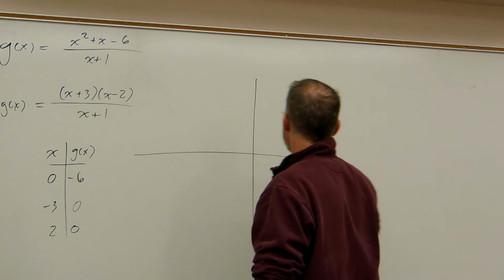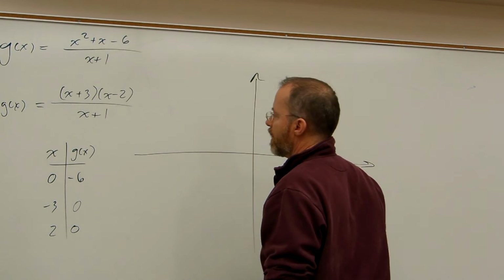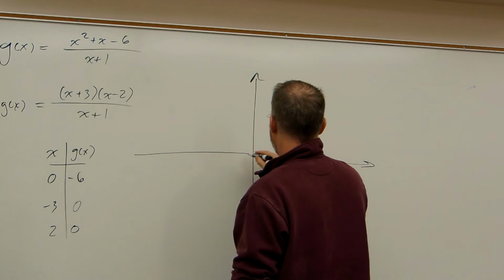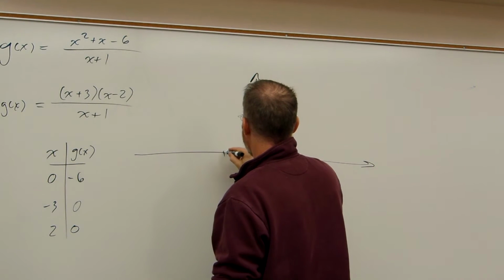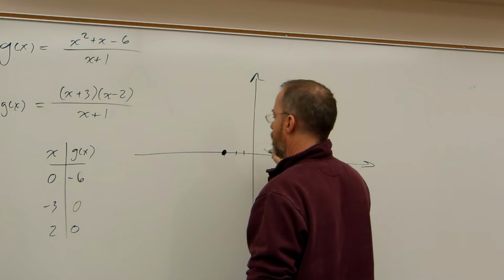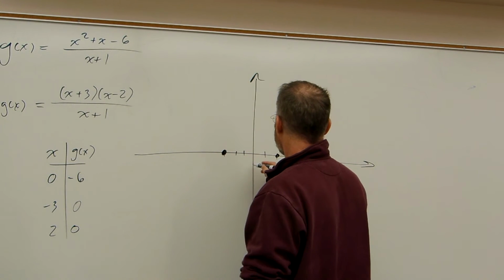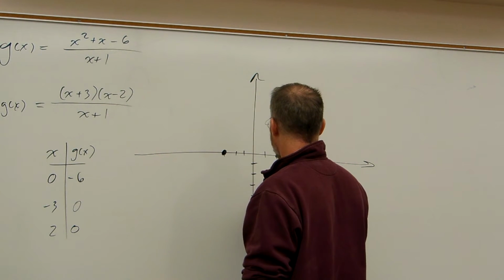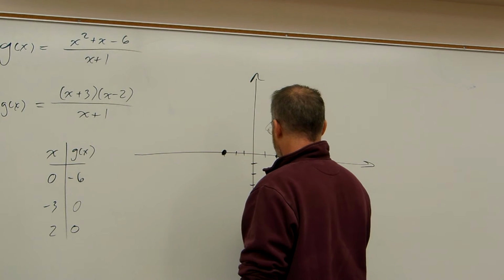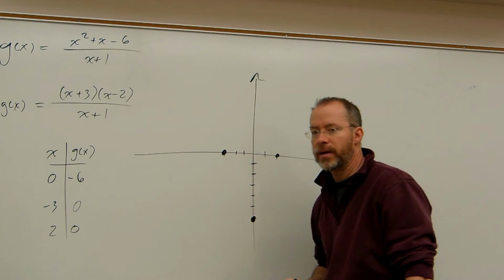Okay, so starting to look at a graph here, I see x-intercepts at negative 3, 0, and positive 2, 0, and I see a y-intercept at 0, negative 6. So I've got these intercepts, okay?